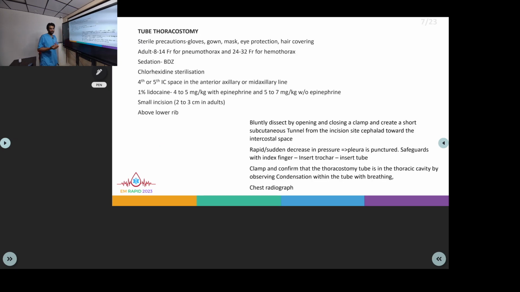So tube thoracostomy is the permanent method for the permanent management. Here you'll have to take in the sterile precautions like the gloves, mask, gown, etc. And followed by we'll have to do the tube thoracostomy with the 18 to 14 French for pneumothorax, whereas you have to go for larger French, 24 to 32 French for hemothorax, as there will be clots there. So patient, this is a painful procedure, so sedation is a must.